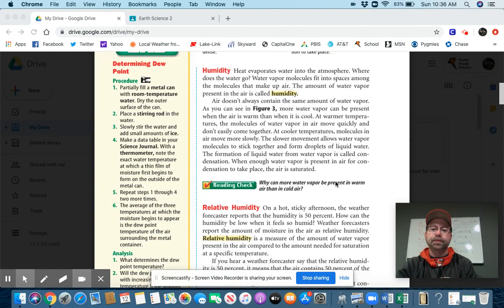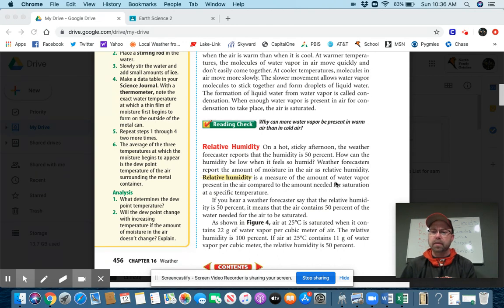All right. The next term is relative humidity. This is the one that we would hear about on the news. This is a measure of how much water vapor the air is holding compared to how much water vapor the air could possibly hold. So let's say it's warm enough that it could hold 100 grams of water, but we measure it and it's only holding 50 grams of water. Then that relative humidity would be 50%. It's holding half of the amount that it could possibly hold.